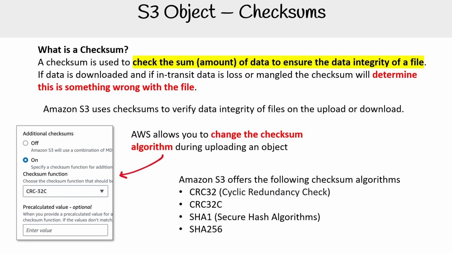So hopefully that is clear that checksums is for data integrity. Etags is to see if the contents of a file has changed. But there you go.